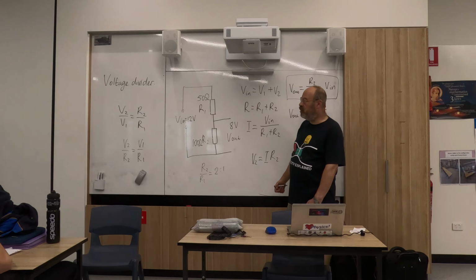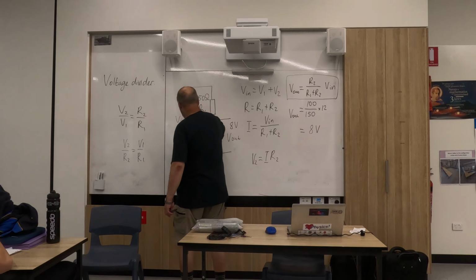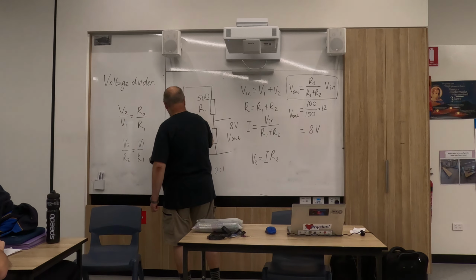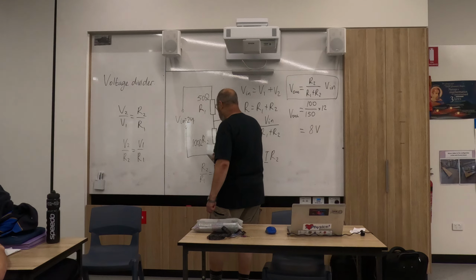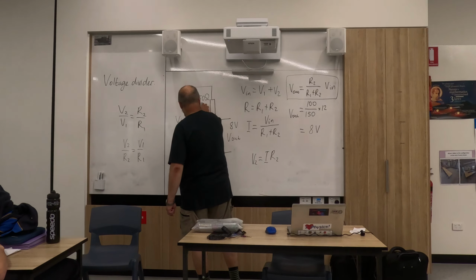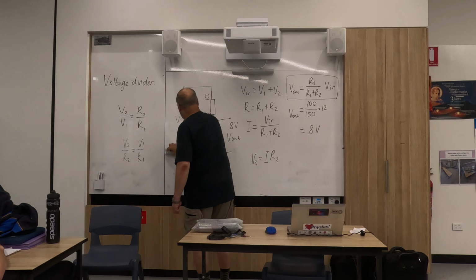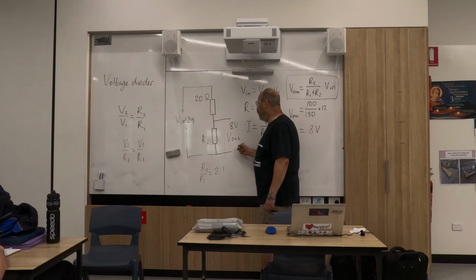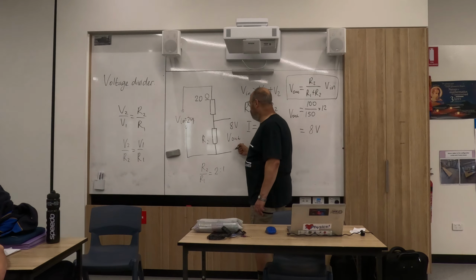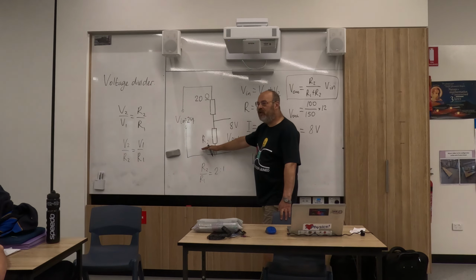Let's do another example where we will use just ratios. Let's say voltage in is 24 volts, and we have the voltage out. We know that this resistor is 20 ohms, and we know that the voltage output will be 8 volts. So what will be the value of resistor 2?